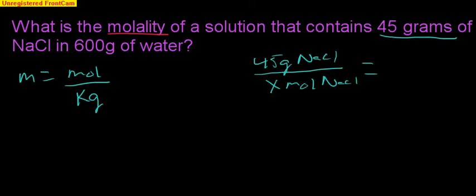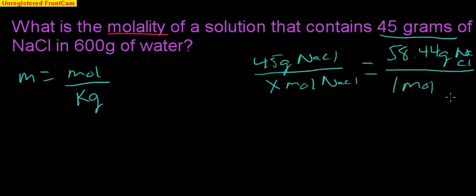So now the other side of my proportion, I'm going to add the mass of sodium to the mass of chlorine, and that's going to give me a molar mass of sodium chloride to be 58.44 grams, and this is NaCl. And I know that that is 1 mole. So that is the molar mass. So 1 mole of NaCl.